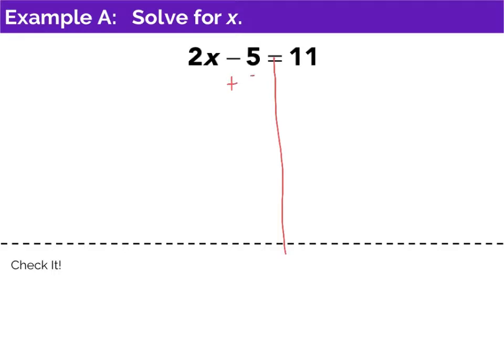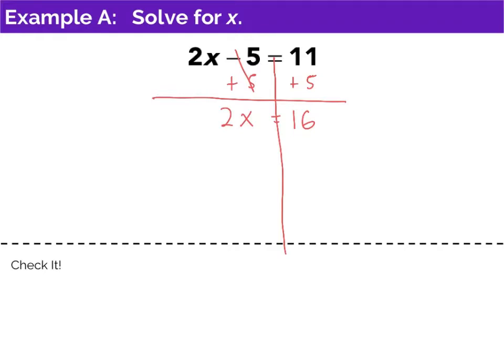So we're going to add 5 to both sides of our equation, because whatever we do to one side of our equation, we must do to the other in order to make them balance. We're going to draw a line separating that step. Negative 5 and positive 5 are going to cancel out, leaving us just 2x on that side of the equation. 11 plus 5 is 16. Again, if you don't know that, make sure to use your calculator.